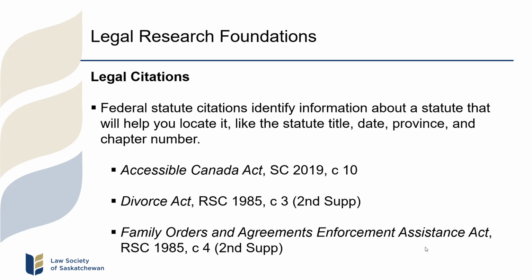Citations for federal legislation are structured the same way. Here are 3 examples. The Accessible Canada Act, Statutes of Canada 2019, Chapter 10. The Divorce Act, Revised Statutes of Canada 1985, Chapter 3, Second Supplement. And the Family Orders and Agreements Enforcement Assistance Act, Revised Statutes of Canada 1985, Chapter 4, Second Supplement.